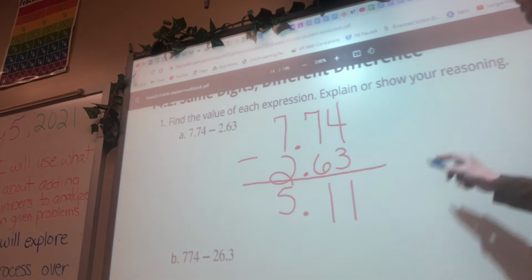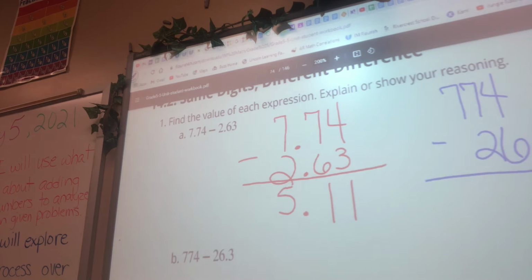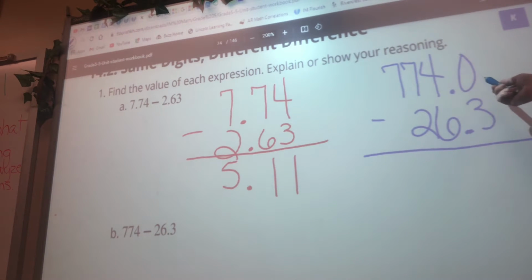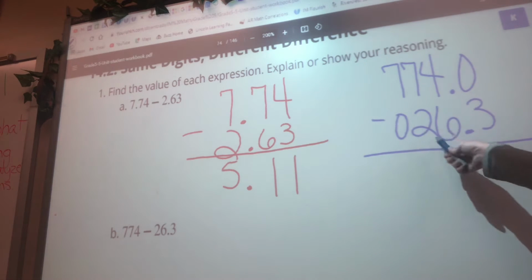So yeah, that makes sense. And then if we do B, they have 774, and then they are subtracting 26 and 3 tenths. Well, if I have a whole number, I know that the decimal is just implied right there. And if it helps me to put a 0, it doesn't change the value of the number at all. It doesn't change the value if I put a 0 over here in this tens place, and it also doesn't change the value if I put a 0 here. I still have 26 whole ones.